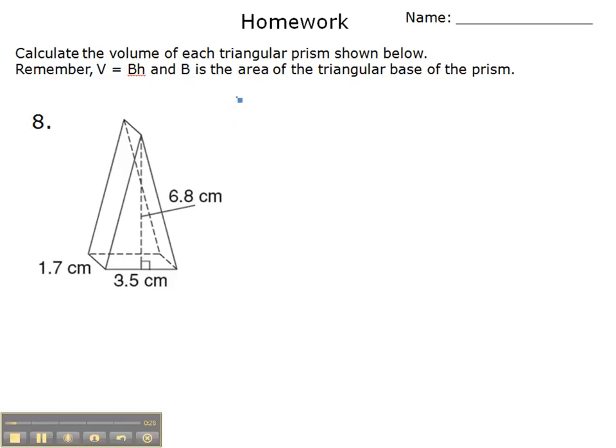We start by writing the formula for volume of a prism. Volume of any prism would be the area of the base, big B, times h, and h is the distance between the bases. So big B, area of base, and h in this context is the distance between the bases.